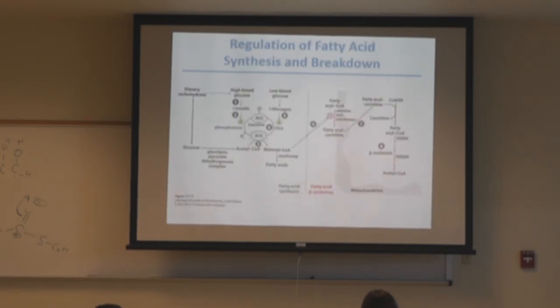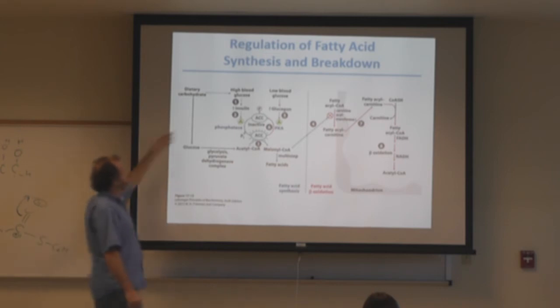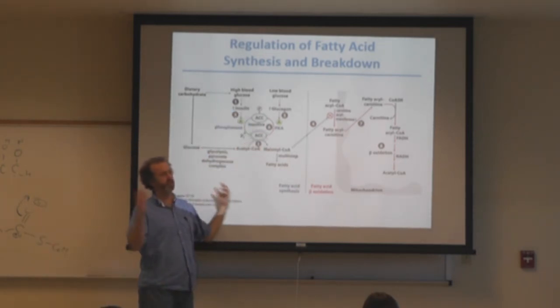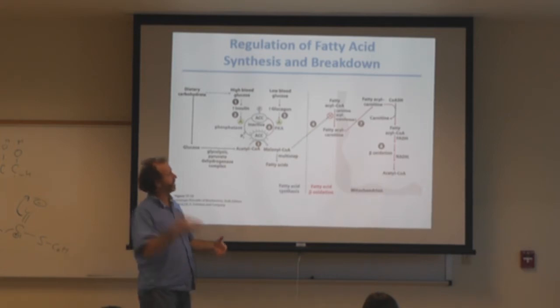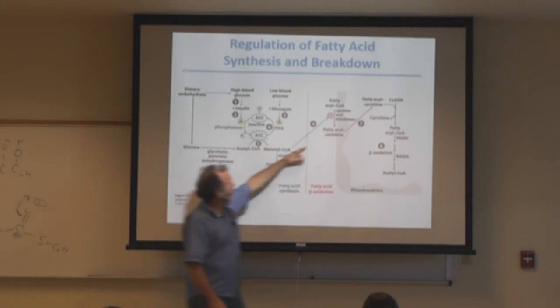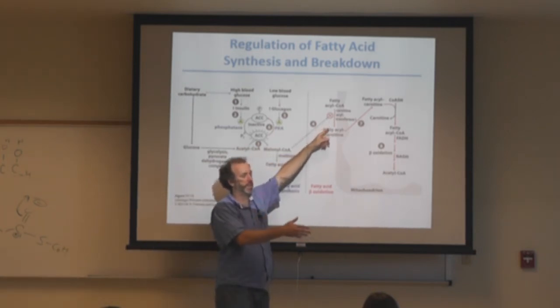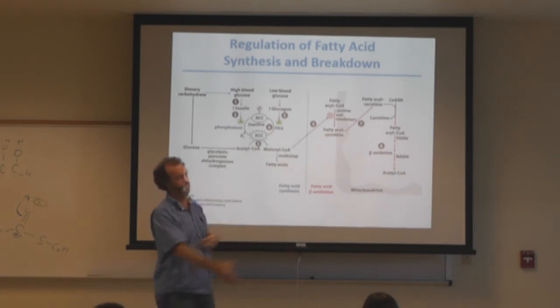So regulation of fatty acid synthesis and breakdown. So again, it's regulated through hormones, right? So high blood glucose, you secrete insulin. Insulin tells you to store energy, right? Not burn energy. So it basically, through several steps, it'll block transport of acetyl-CoAs into the mitochondria, so you won't be able to burn them.